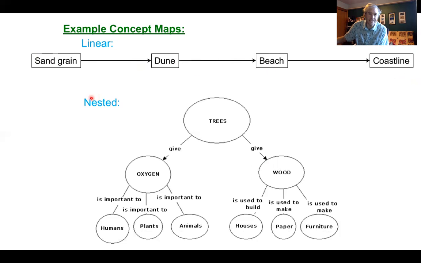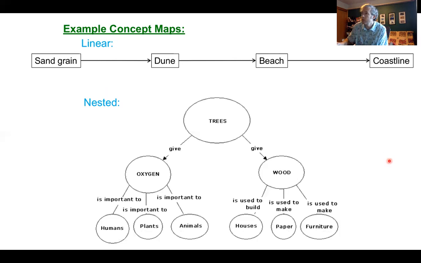You can also get nested concept maps where it's not in such a linear route, but you do get the same sort of idea. So here's one where we have trees. Trees give oxygen and they give wood. Oxygen is important to humans, it's important to plants, it's important to animals. Wood is used to build houses, paper, and furniture. So this is a nested map, which doesn't have this continuous linear line. But they're just two basic ideas of concept maps.